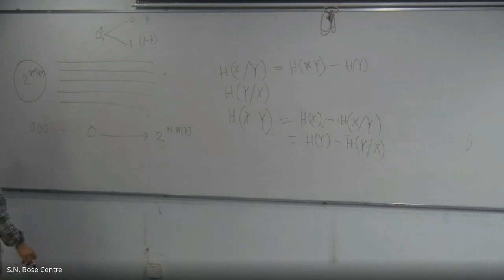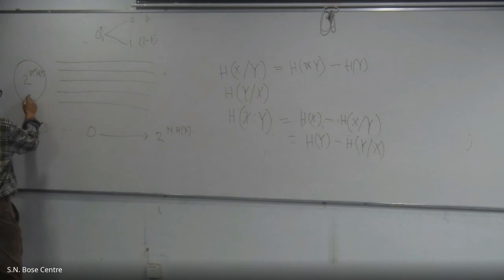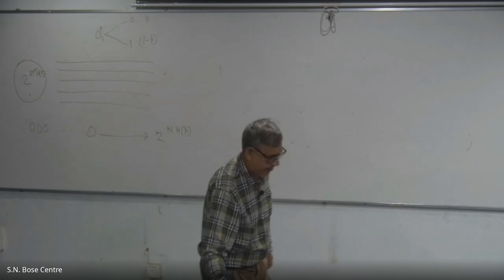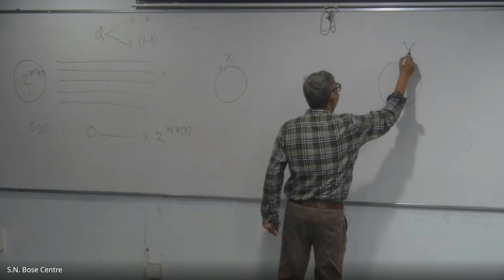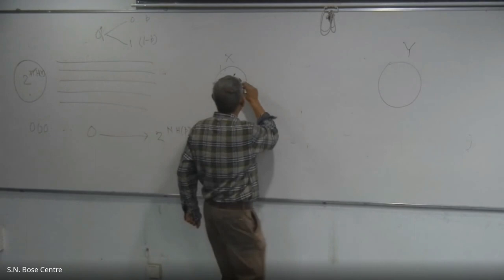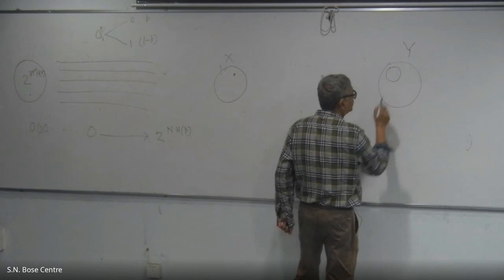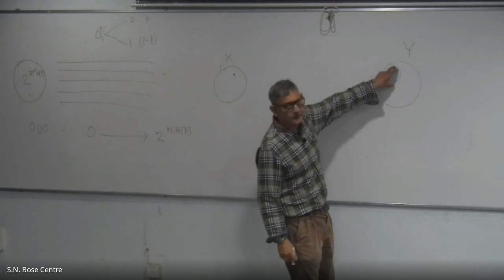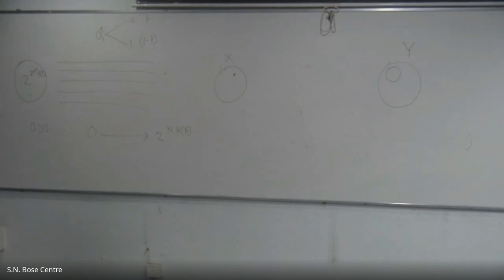So now, if all are zero, I draw the picture here. A point here, say all are zeros. Here it will go to a sphere of radius, say, nH(p). So what is the size of this sphere? If all are zero, how many points will be there? 2 to the power nH(p).